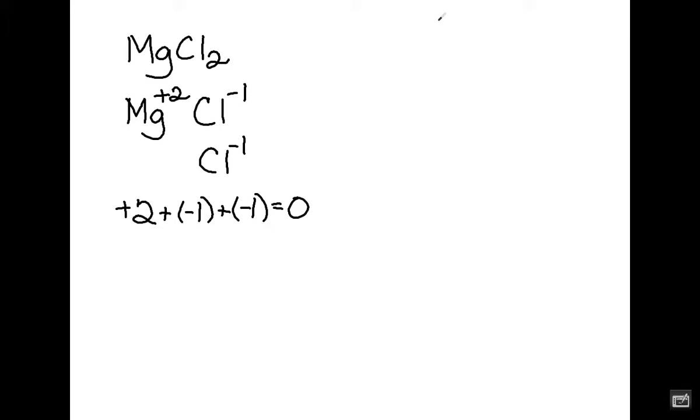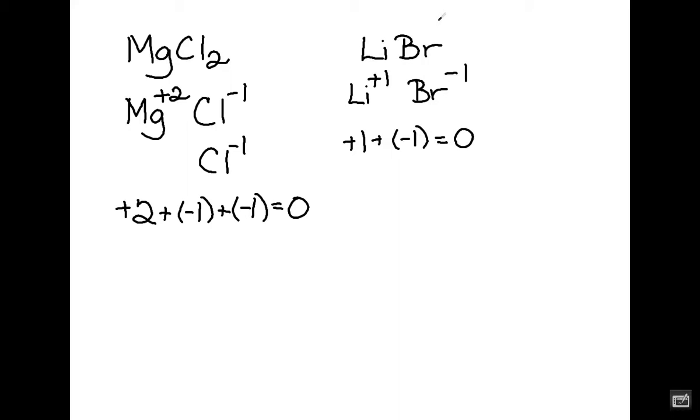Let's try another one. Let's say that I have lithium and bromine. Okay, so my lithium and my bromine each have an oxidation number. Lithium is in group 1. So group 1's oxidation number as a metal tends to be +1 because it has 1 valence electron that it likes to give away. Bromine, again, is in group 17, so it has 7 valence electrons. It likes to gain 1 to become a -1 oxidation number. So again, I have a +1 plus a -1, and that totals up to 0.